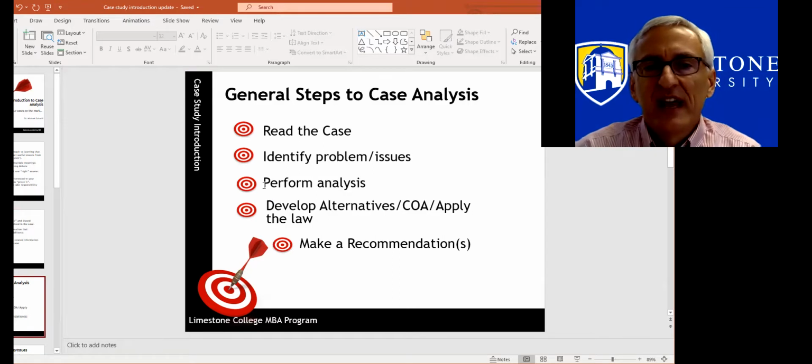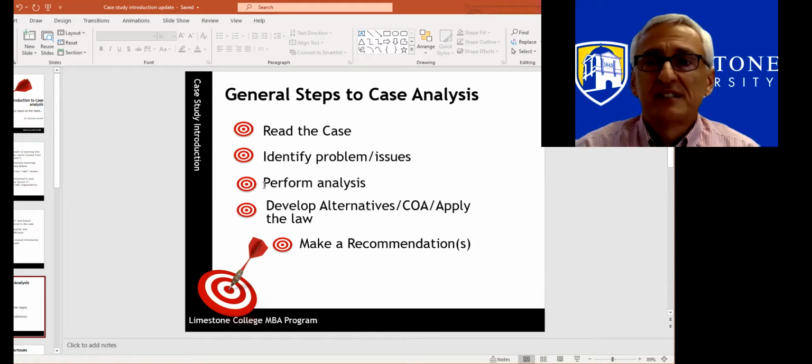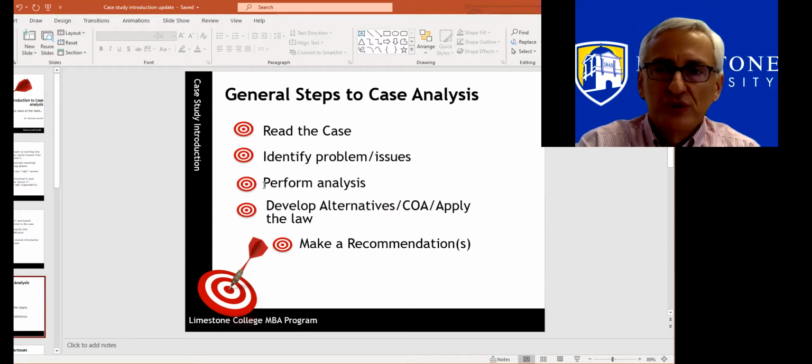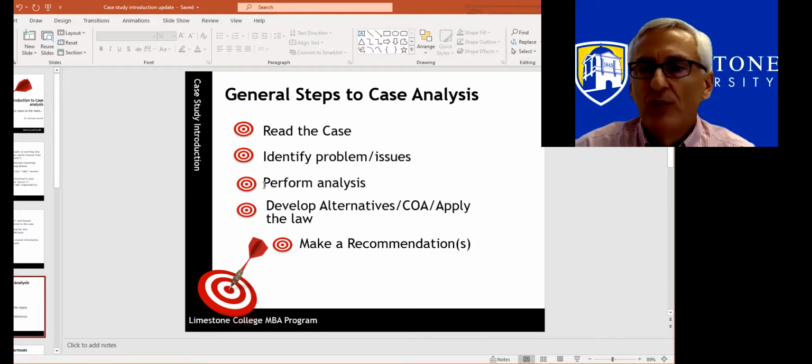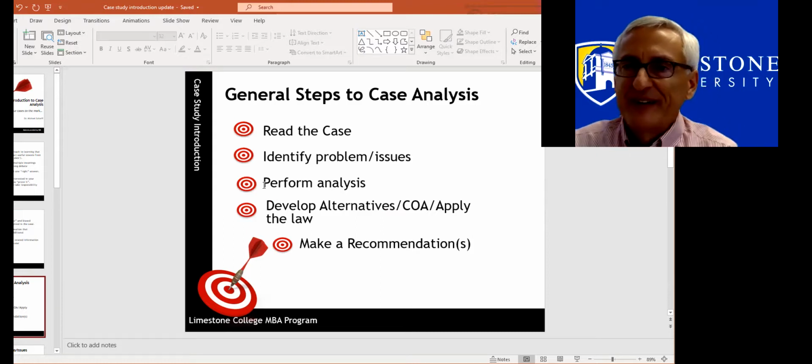And then finally, and this is the focus of all the cases, is make a recommendation. And I know I'm going to talk about this a little bit later, but I will tell you that the worst case study analyses that are received don't do these things, and they spend more time summarizing what happened than they do identifying the problem and making recommendations.